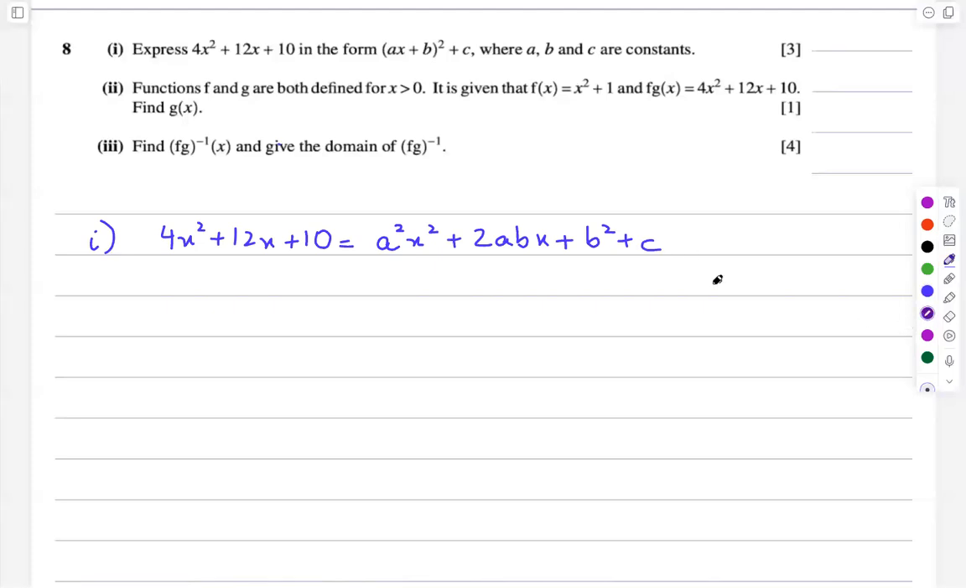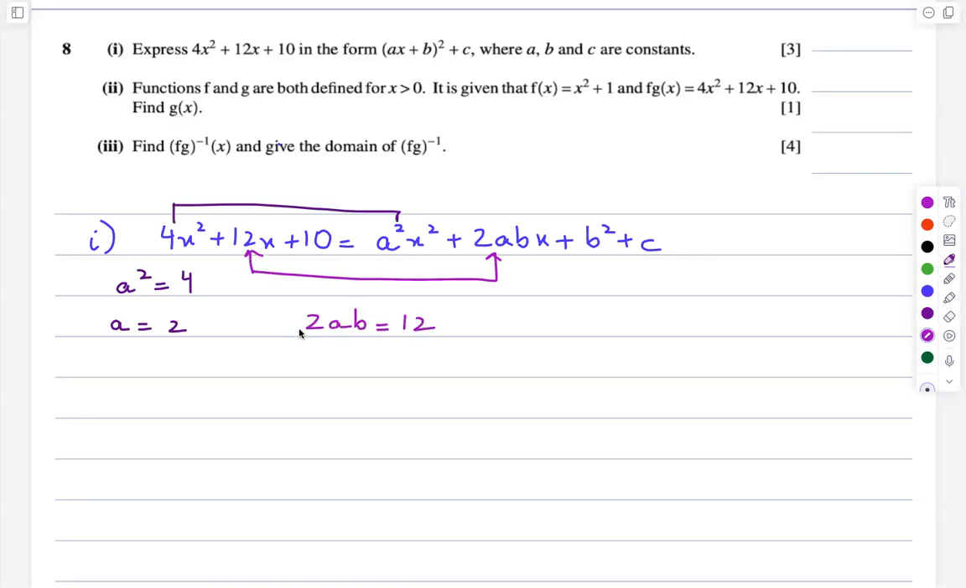Now to find the values of a, b, and c, we can compare the coefficients. For x squared on the left-hand side, we have 4, and on the right-hand side, that is a squared. So a squared will be equal to 4, so a will be equal to 2. Comparing the coefficients of x, on the left-hand side it is 12, and on the right-hand side it is 2ab. So 2ab will be equal to 12. We already know that the value of a is 2, so this will be 2 into 2 into b equals 12. So b will be equal to 12 upon 4, which is equal to 3.